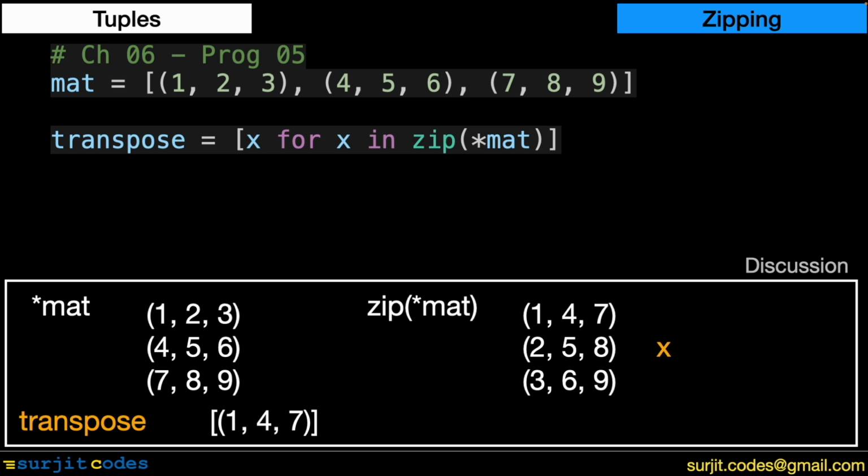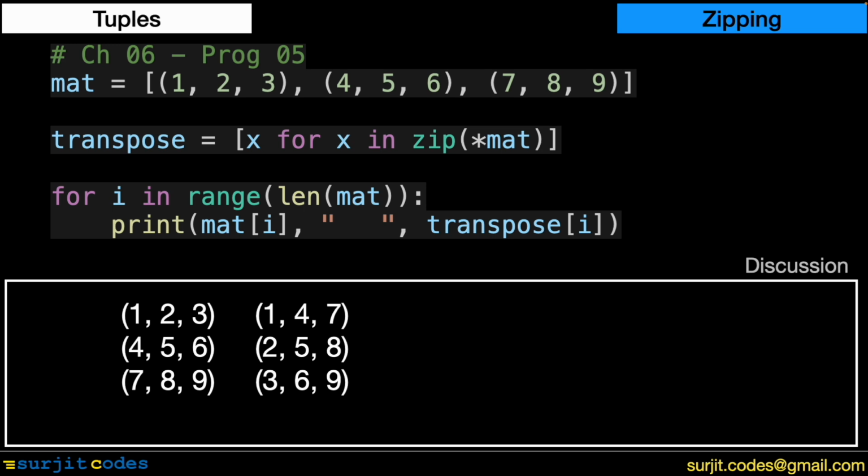In the next iteration of the for loop, x is 258 and we put this also in the list. The third iteration of the for loop appends the tuple 369 to the list. With this, the for loop ends and we get the final list transpose.